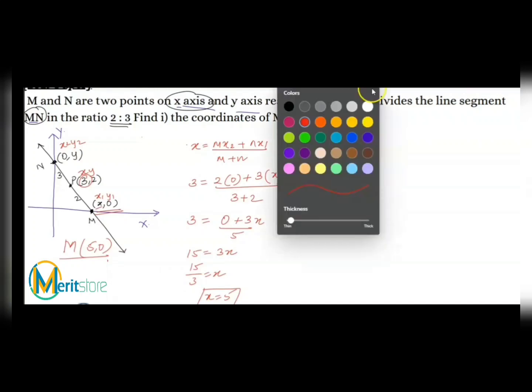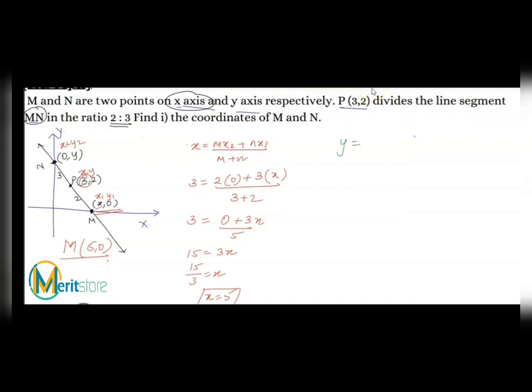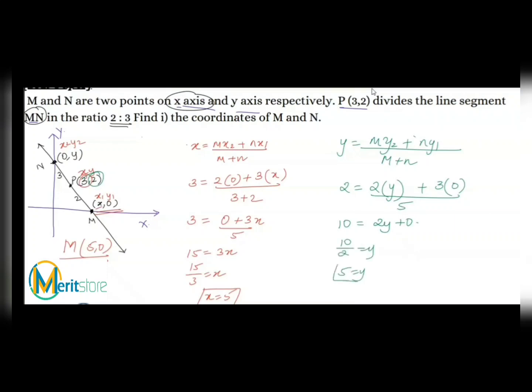Let's do for the y1 now. So y is equal to (m y2 plus n y1) upon (m plus n). Here y we have 2. So 2 is equal to 2 into y2, plus n is 3 and y1 is 0, upon 2 plus 3 is 5. Here it becomes 10. 10 is equal to 2y plus 0. 10 upon 2 is equal to y. 5 is equal to y.